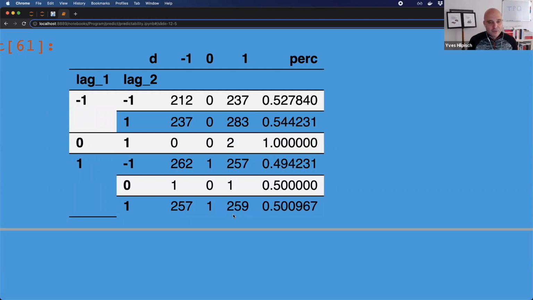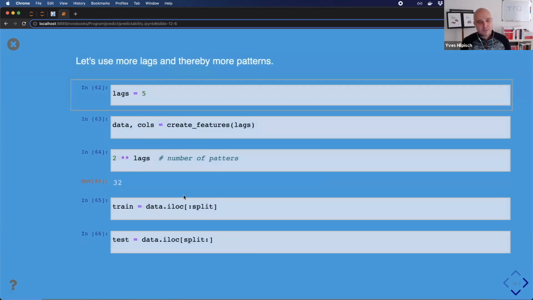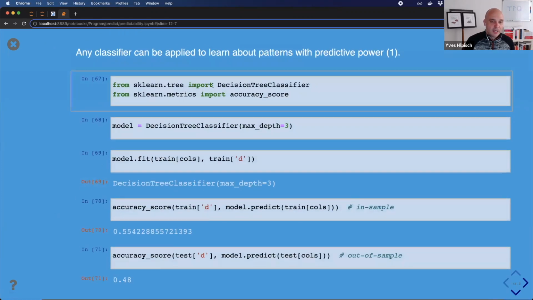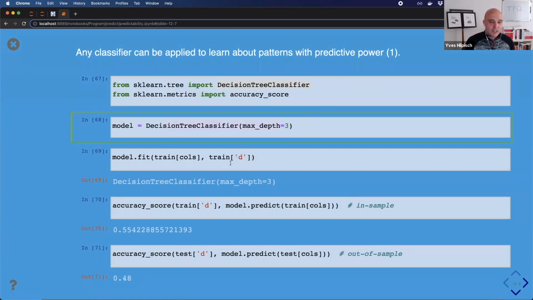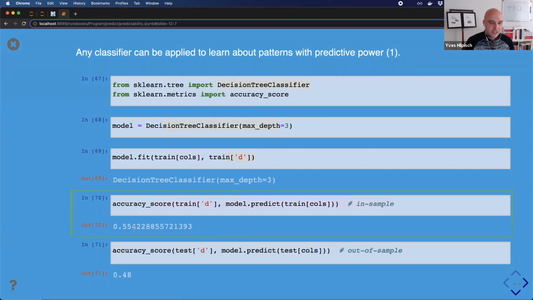But this is a simple frequentist idea where we simply count numbers and build ratios to estimate probabilities. But we have machine learning to the rescue here. 5 lags now, which makes 32 patterns for train and test data. And I import a decision tree classifier, a standard method. I instantiate the model. I train the model here on the train data. The accuracy on the training data set is 55%. The accuracy on the test data set, which is the important measure, is just 48%.